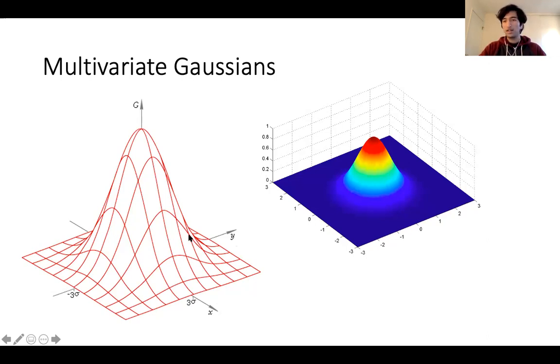So really quickly, does anyone want to tell me which color band on this multivariate Gaussian corresponds to the highest probability? You can just unmute and answer.